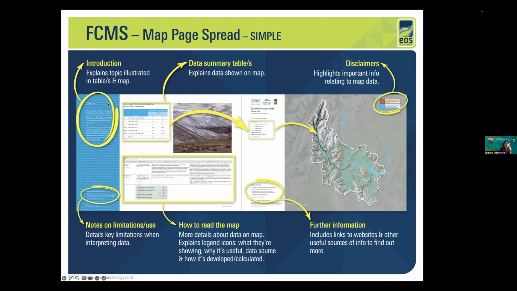Also, in terms of stuff that's in the same place, there's always an overview section on the right. There's always notes on limitation at the bottom left, how to read the map down at the bottom of that facing page, and further information, where you've got the links to the layers if they are provided online. And then we've got these key disclaimers that are always up in the right-hand corner.